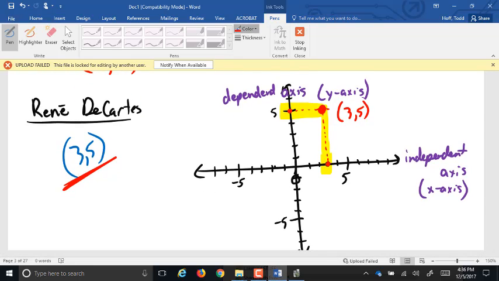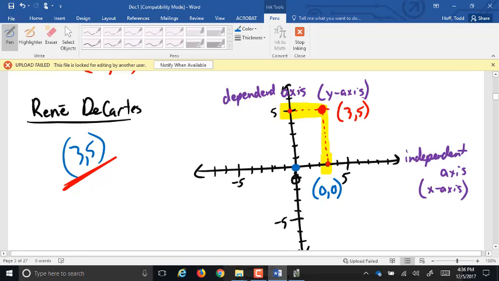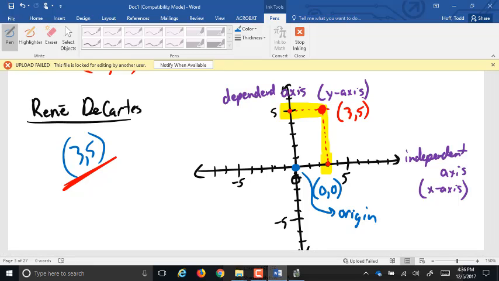Now on this graph, another very important spot is right in the center here. That center is the point 0, 0. It's the 0 point on both axes. It's also referred to as the origin, because that's where everything on this graph starts. If things start at 0, everything starts there.